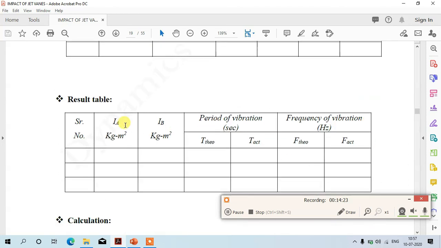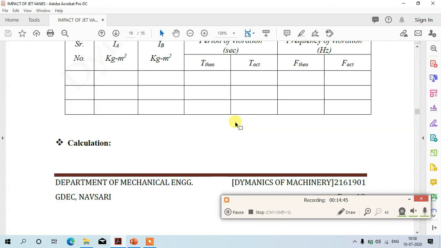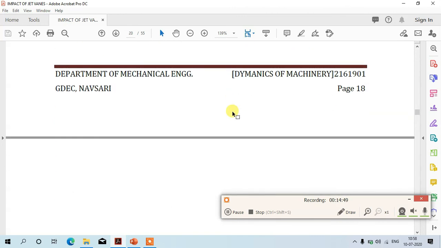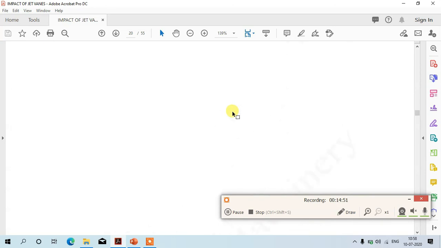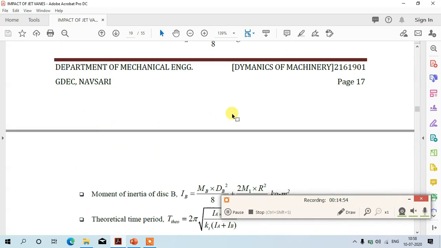Here will be the result table. With the help of the equations given above, you can calculate the values of IA and IB and write them here. And this is the theoretical time period and actual time period. The theoretical time period will be calculated with the help of equations, and T actual we have measured. Similarly, F theoretical and F actual. So this was the third practical: how to measure the natural frequency of a two rotor system.